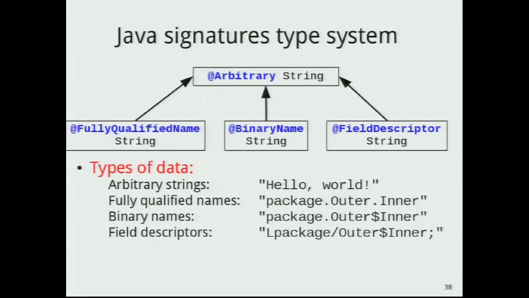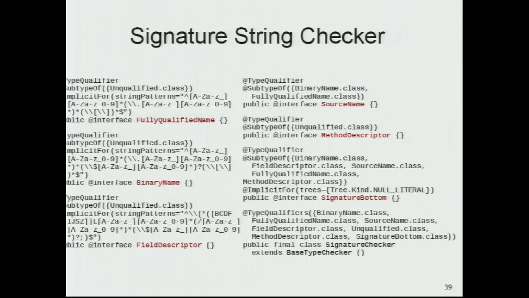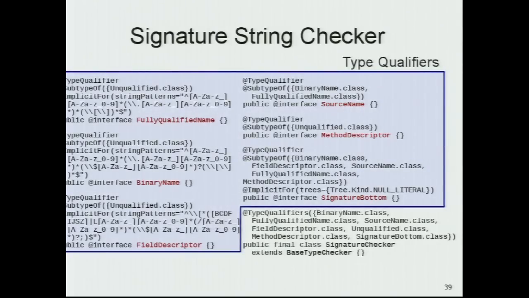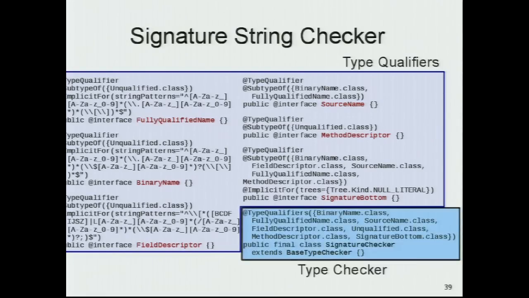Previously, we've seen the signature checker, the checker that separates these different class name representations. And actually, most of the logic for this checker is implemented declaratively in the qualifiers. So we say that these are all the different string representations, and using declarative annotations, we can say what strings fall into which category of which annotations. So most of the logic for this checker is nicely encapsulated declaratively with the particular annotations.